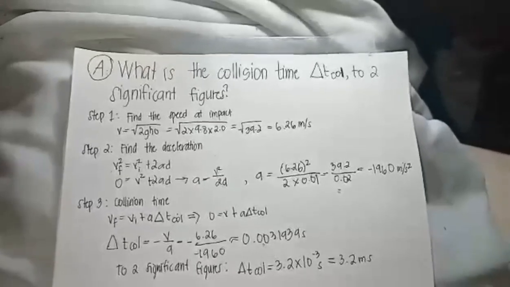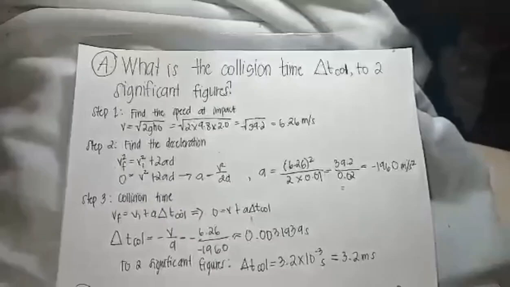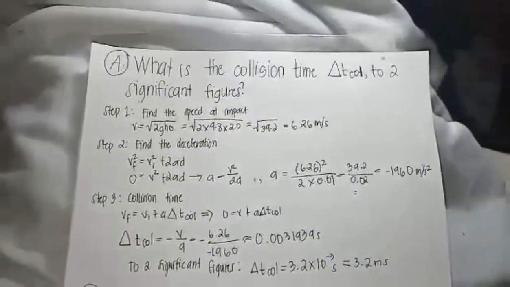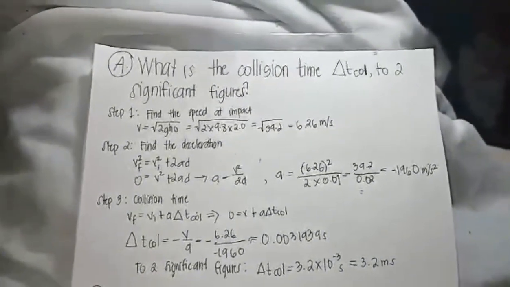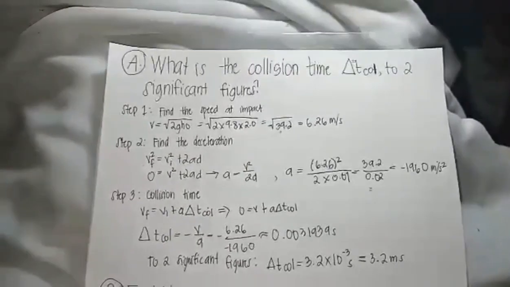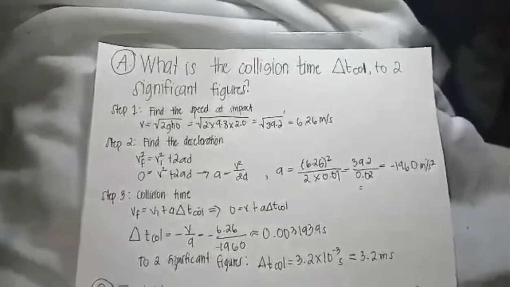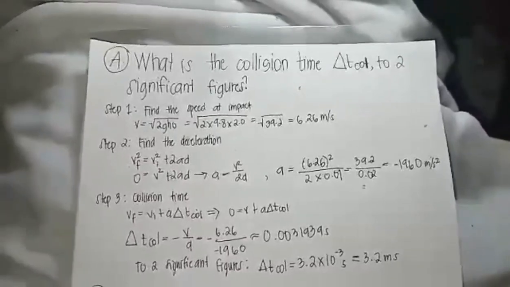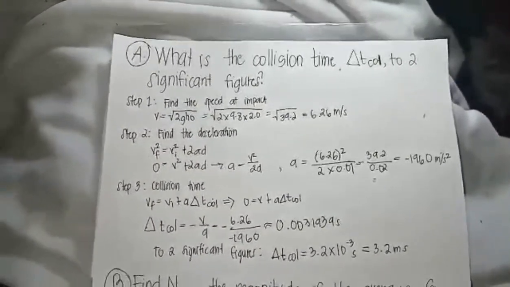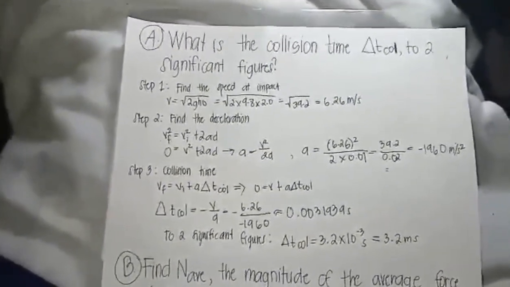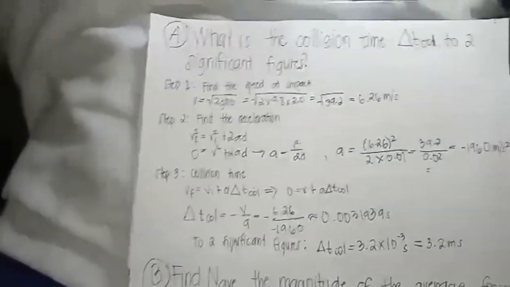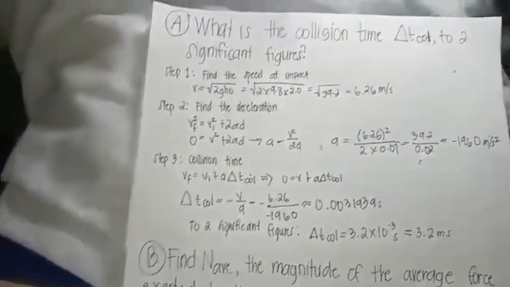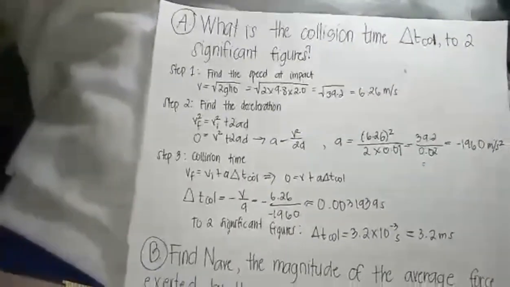In question letter A, we were told to find the collision time delta T COL to two significant figures. Step 1 is to find the speed at impact. The formula that we used is V is equal to square root of 2gh sub 0. And then we are going to substitute the value. G is the gravity, so its value is 9.8, and h is 2. So if you are going to calculate that, it results to the square root of 39.2, which is just equal to 6.26 meter per second.